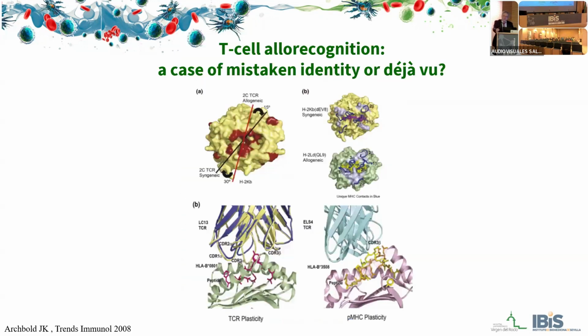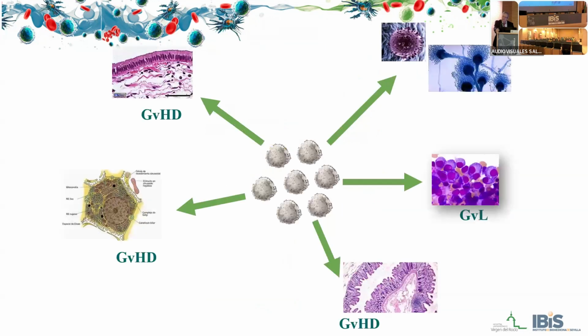recognition. And this is based on the degeneracy of the immune response, which is due to the fact that both the T cell receptor and the major histocompatibility complex have a small flexibility that allows them to interact not with just a single peptide, but with a small series of peptides. In the clinical setting, this translates into this situation.